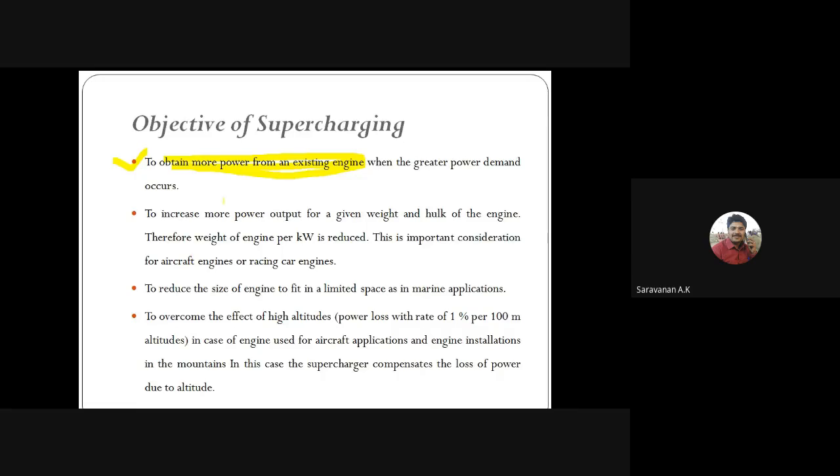Then we have to increase the power output and the efficiency by reducing the weight and the bulk of the engine. In most aircraft and racing cars, the engine weight will be reduced. But once the engine weight is reduced, the power will be reduced. So we overcome that by using superchargers.